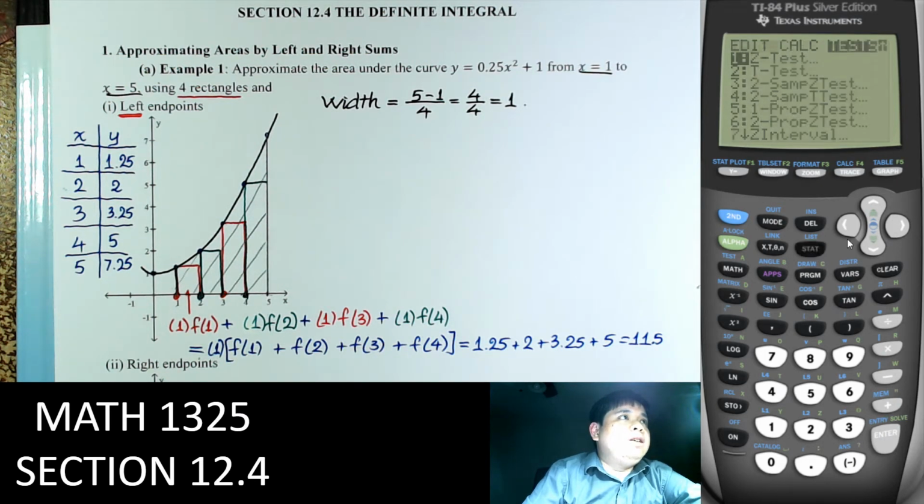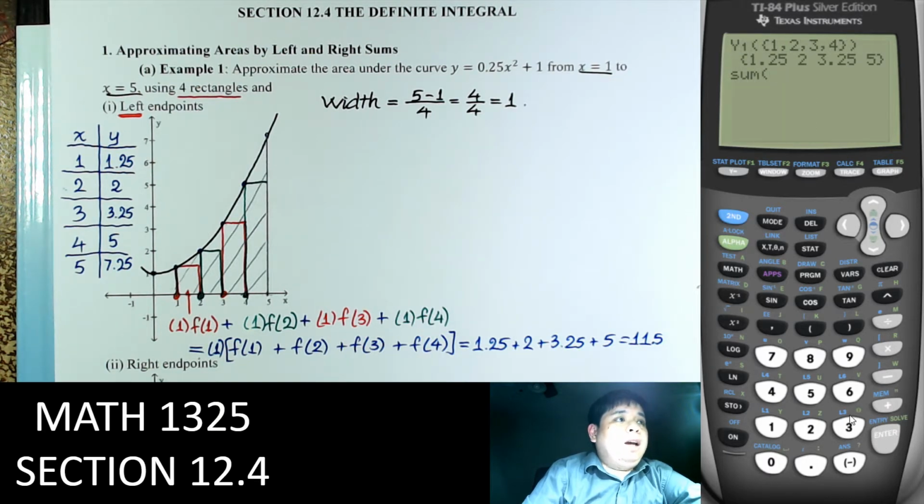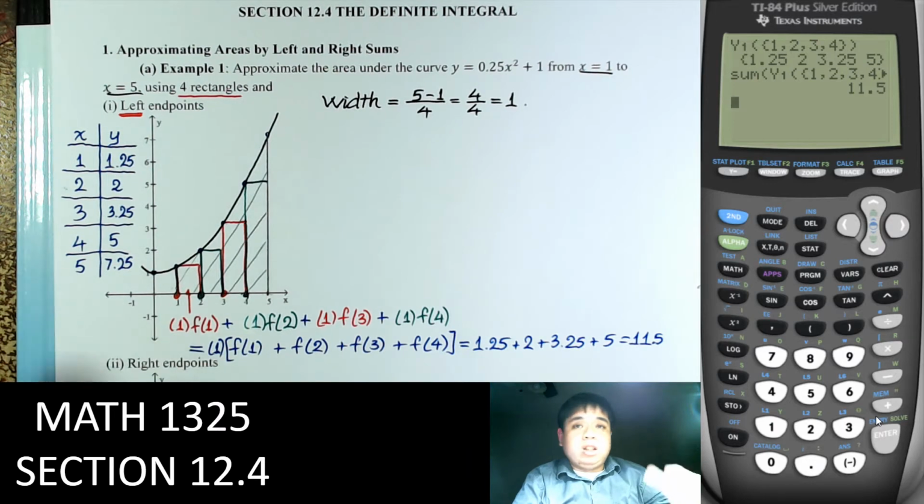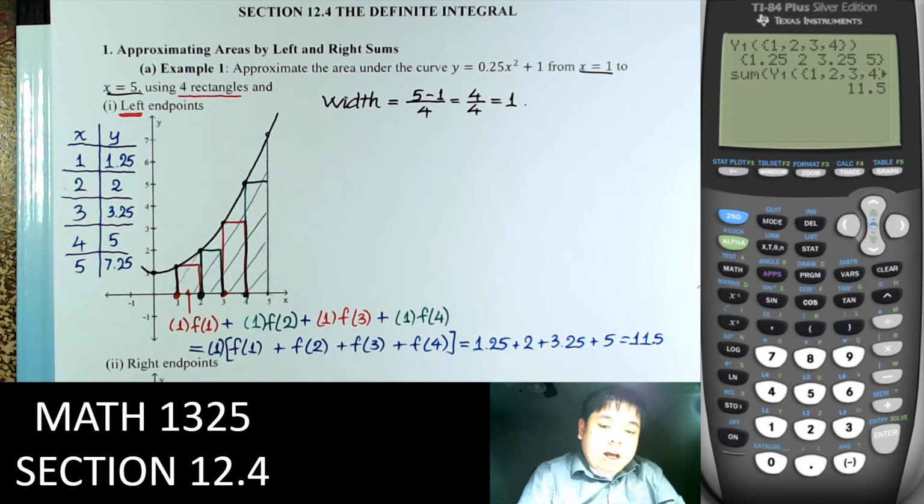Second stat, go to math, option number 5, and we just add everything we have. So go up there, highlight that, hit enter, that's it. 11.5, of course, times 1, which is still 11.5. Right, so that is where we use the left endpoint.